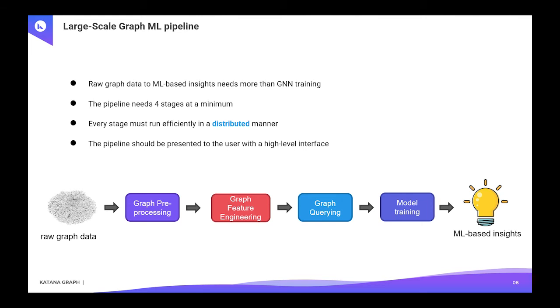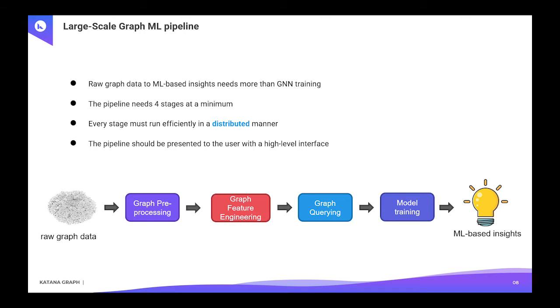training. For instance, subgraph sampling is a special form of querying. So we need to support efficient querying to quickly prepare the training data sets. Finally, graph machine learning models are trained and used to produce insights about the data. Since the graph itself is partitioned, all these stages should run efficiently in a distributed fashion.